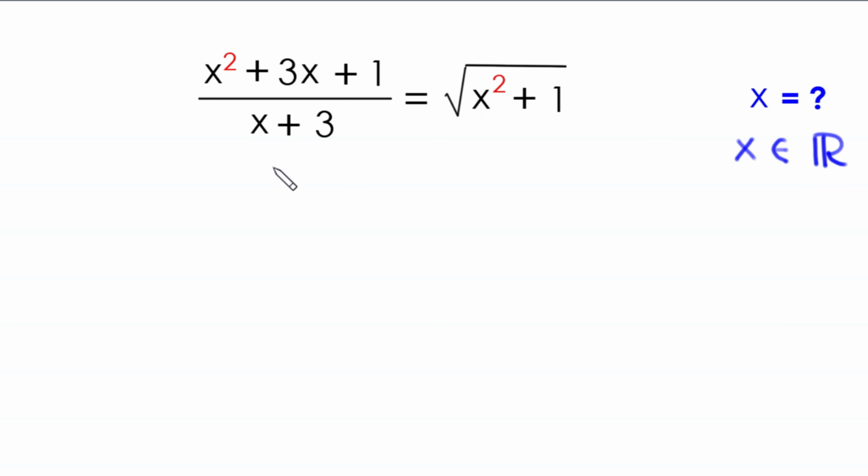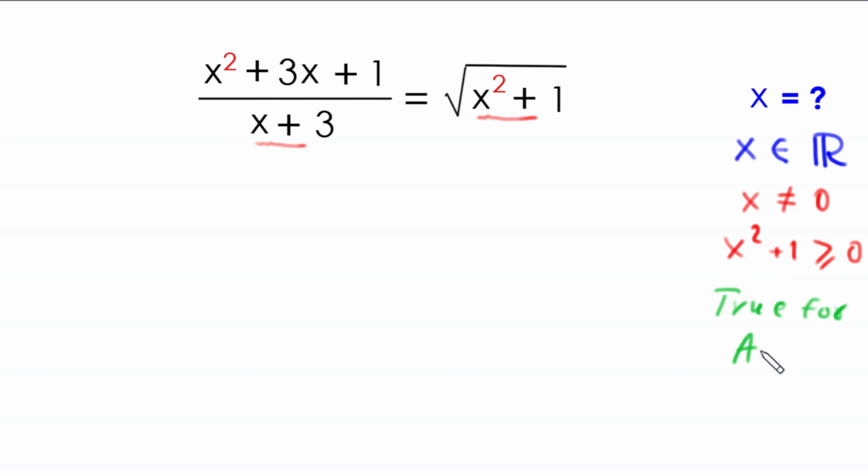Now since this x plus 3 is in the denominator, x cannot be equal to negative 3. And for real solutions, this x squared plus 1 must be greater than or equal to 0. Since here we have x squared, this is true for all real numbers.